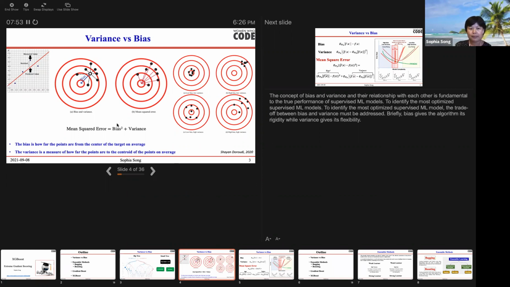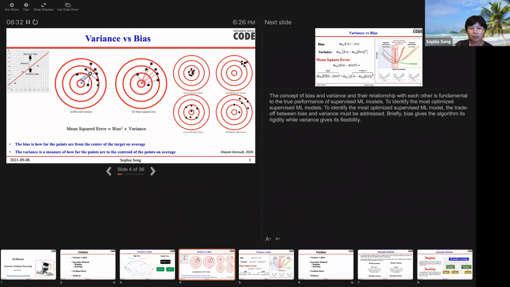The first is the bias. The second is the variance. Here is a figure from one research paper. They explained these two items very clearly. For example, this target is the real data, and all these black points are the model predictions. For all the distances between the target and the model predictions, we square them and sum them together, and we get the model's error, right?